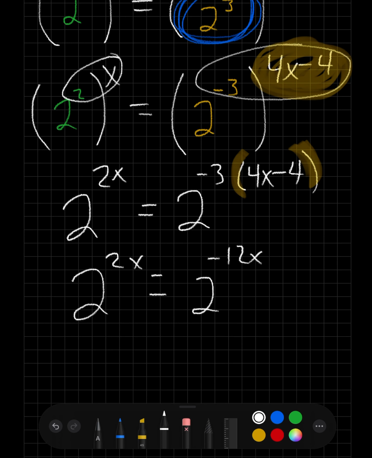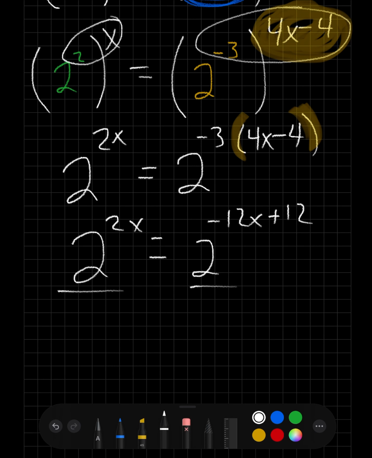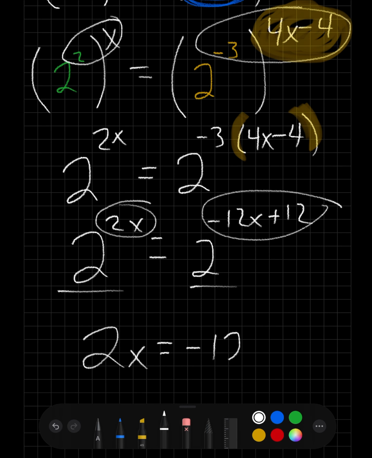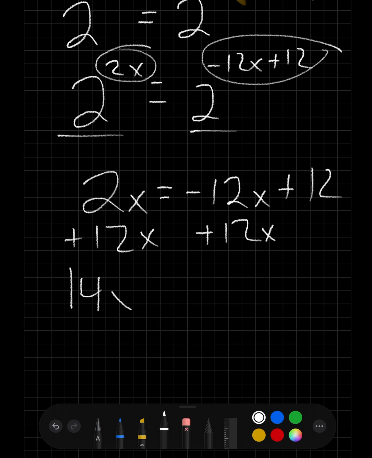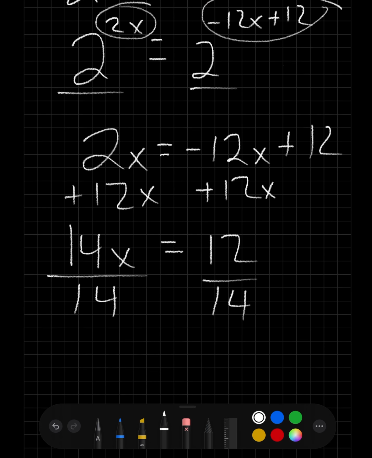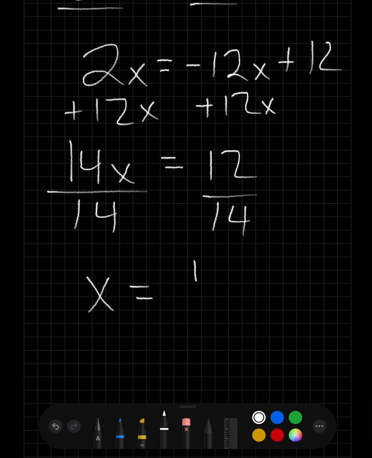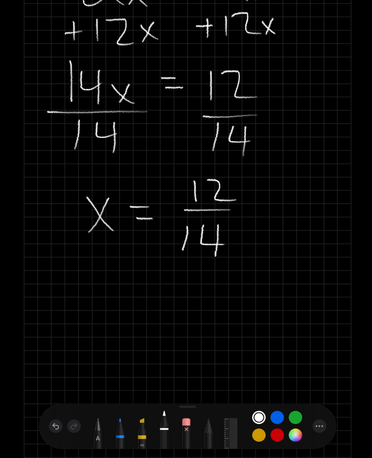So then I have 2 to the 2x equals 2 to the negative 12x plus 12. And I have the same base, and so I can set these exponents equal to one another. 2x equals negative 12x plus 12. I can add 12x to each side, leaving me with 14x is equal to 12. I can divide each side by 14, leaving me with x is equal to 12 over 14.